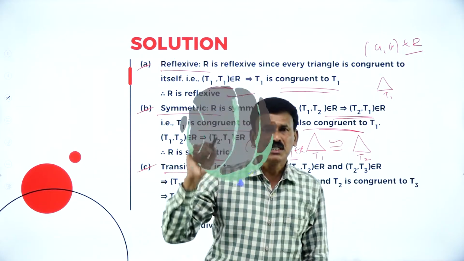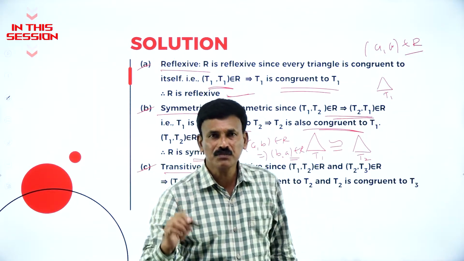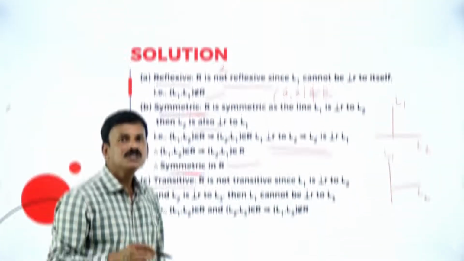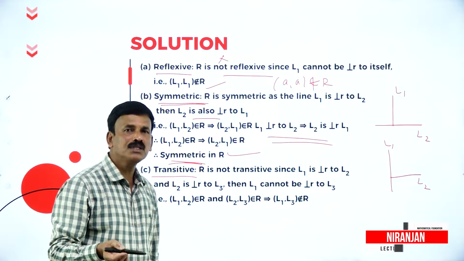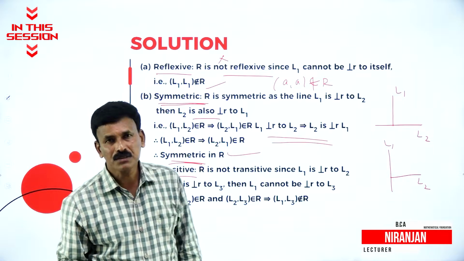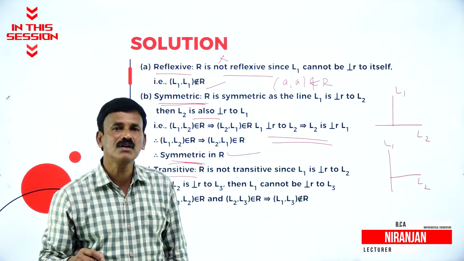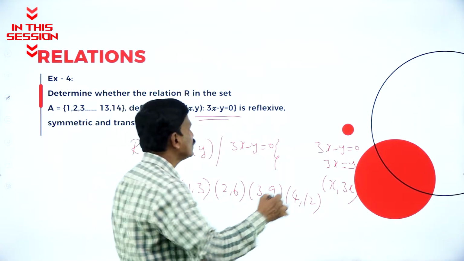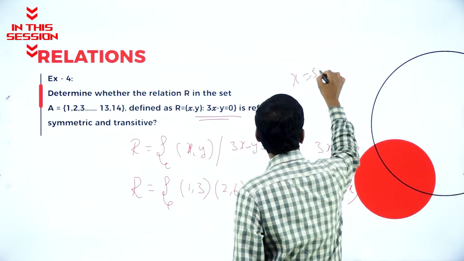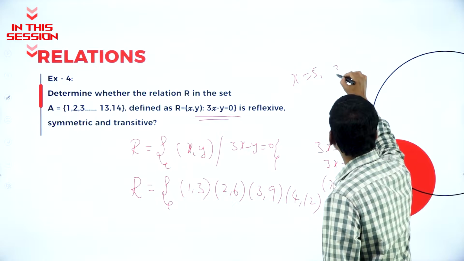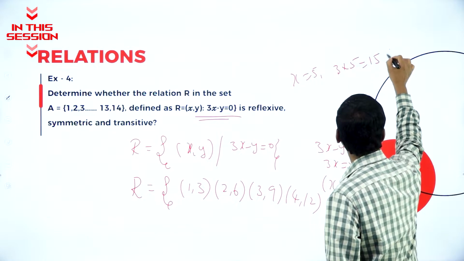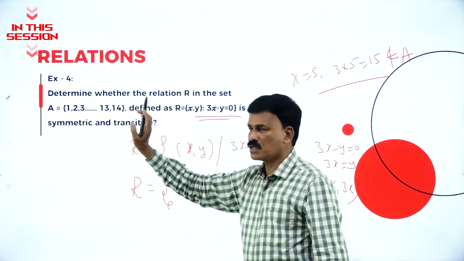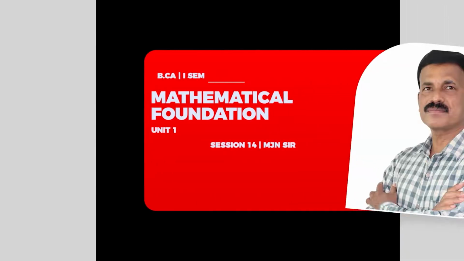What is transitive? If (A, B) belongs to R and (B, C) belongs to R, implies (A, C) also belongs to R. If the line L1 is perpendicular to L2 and L2 is perpendicular to L3, verify whether L1 is perpendicular to L3 or not. If you take x equal to 5, then 3x, 3 into 5, is equal to 15, which does not belong to the given set. So 15 does not belong to the given set.